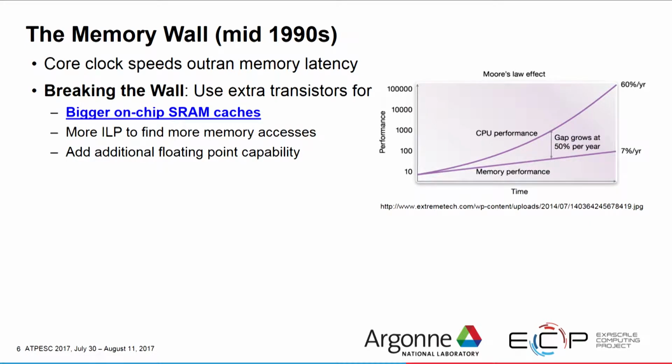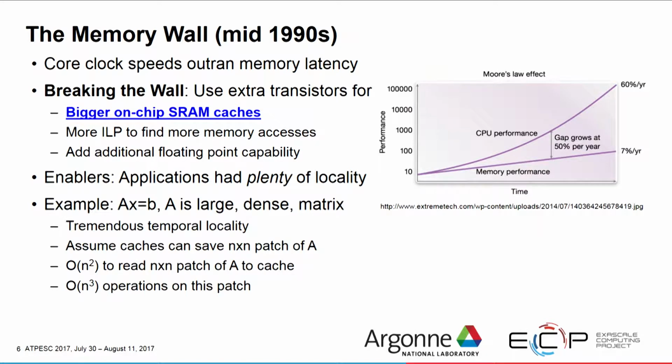So how did we break the wall? You know, this is now over 20 years ago. We used the extra transistors from Moore's Law to build bigger on-chip caches, and more ILP to find more addresses to access these caches, and additional floating point capability. And we were able to do this because the applications that people thought they cared about at the time had plenty of locality. As an example, solving a matrix equation Ax = B, where A is a really big matrix and it's dense, and B is a dense vector. It turns out there's tremendous locality here.